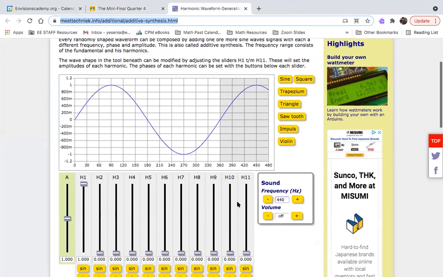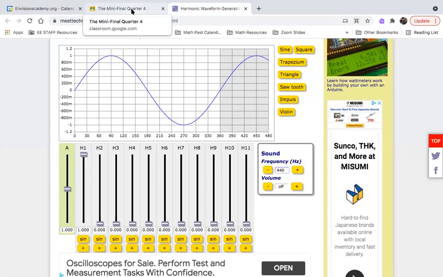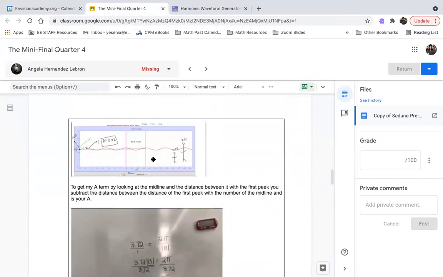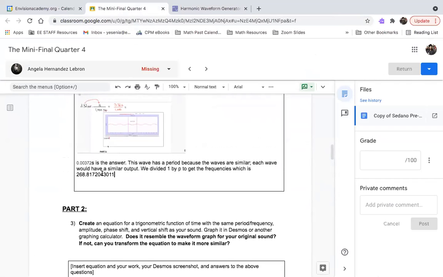Okay, and what we're gonna do is it has a set frequency already of 440. Let's see what that sounds like. Okay, cool. And this applet can only match the pitch. It can't really match everything else of the sound you made. But I'm gonna go up to number 2 because remember you calculated your frequency yesterday. You got this number. Do you remember?